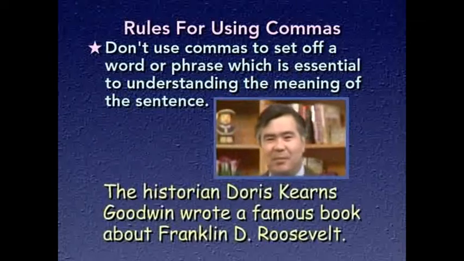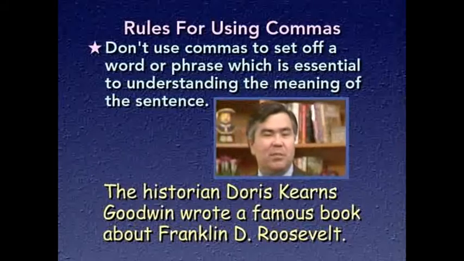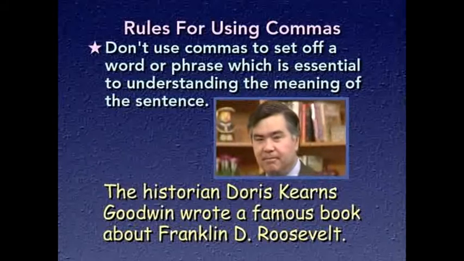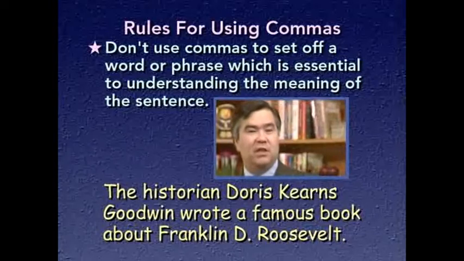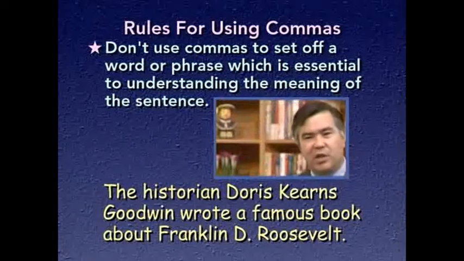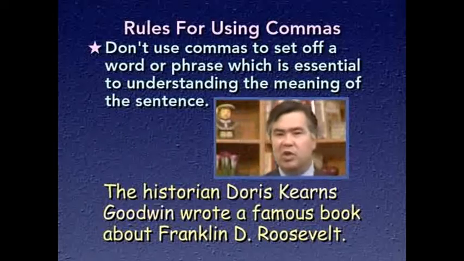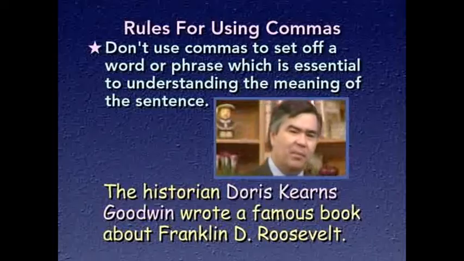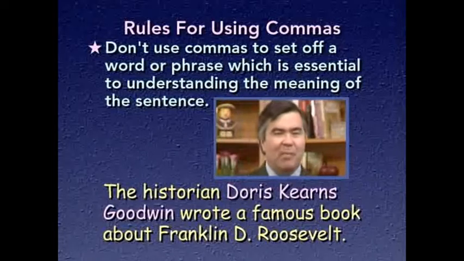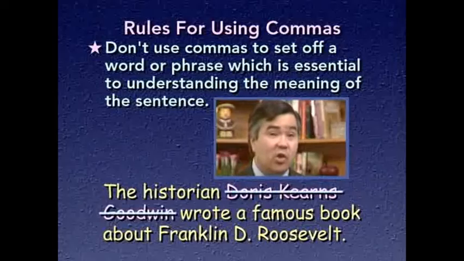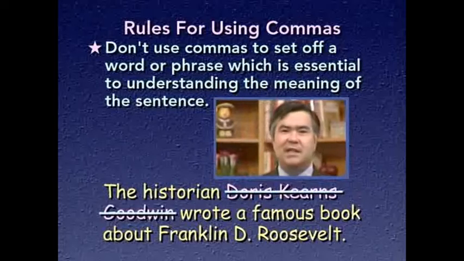Let's look at this example. "The historian Doris Kearns Goodwin wrote a famous book about Franklin D. Roosevelt." Now, the sentence is saying that Doris Kearns Goodwin wrote this famous book, but it begins with the words "the historian," and you might then think that her name, Doris Kearns Goodwin, is a kind of interrupter. If you take away the interrupter, the sentence does still make a kind of sense. "The historian wrote a famous book about Franklin D. Roosevelt." But think about what that's saying.